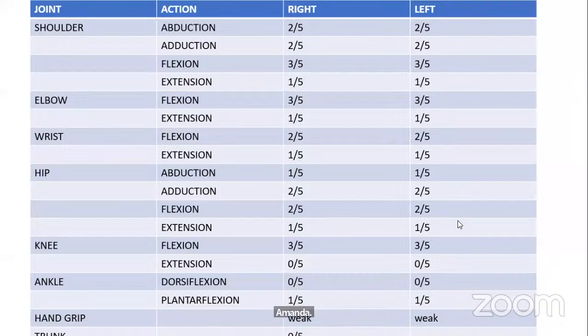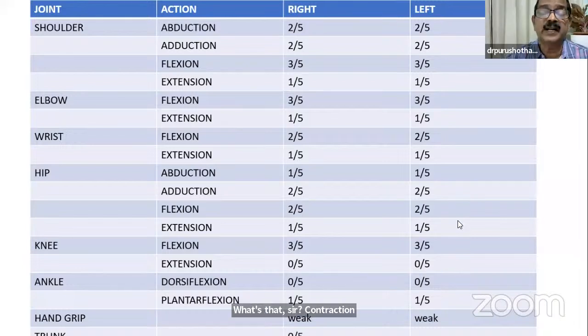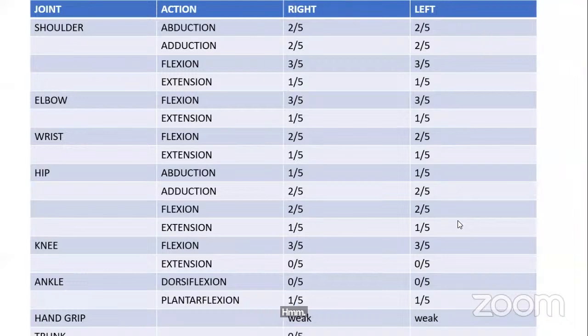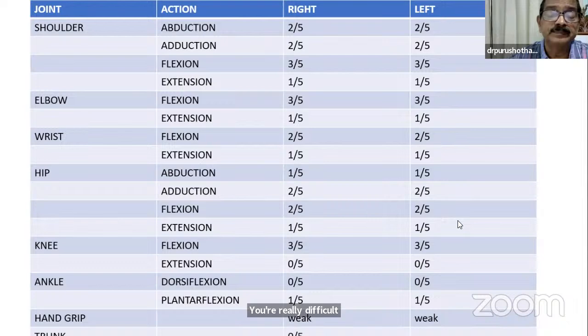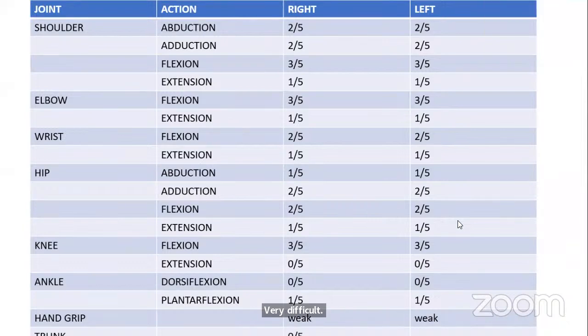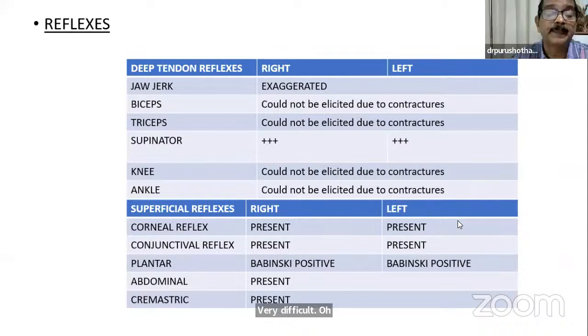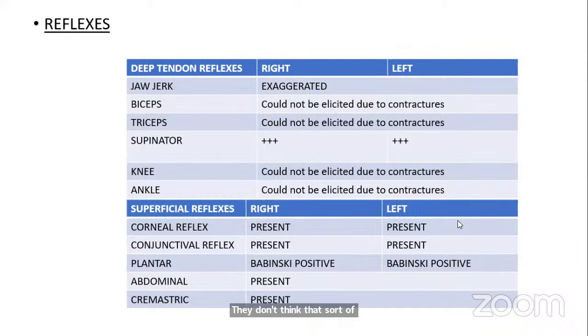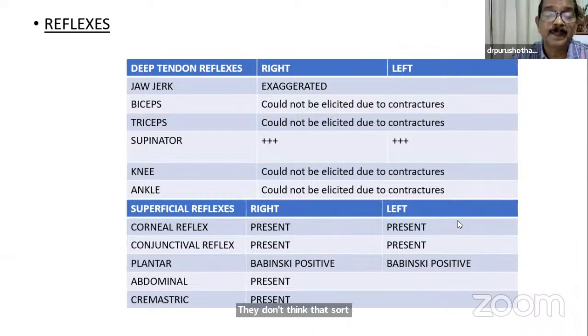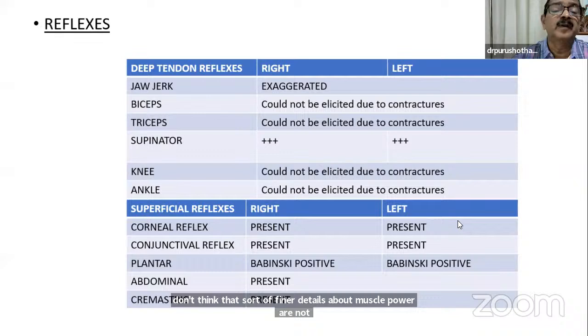In the presence of this much contracture, the grading of power will be really difficult. It is not needed at this time for this child, who has not attained any development. I don't think that sort of finer detail about muscle power is very important or helpful for the manager.